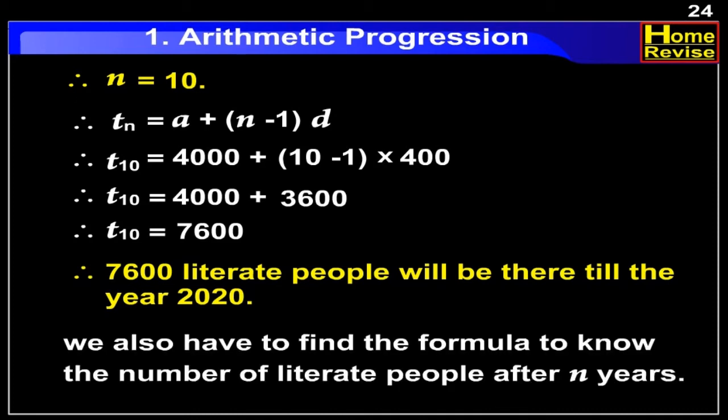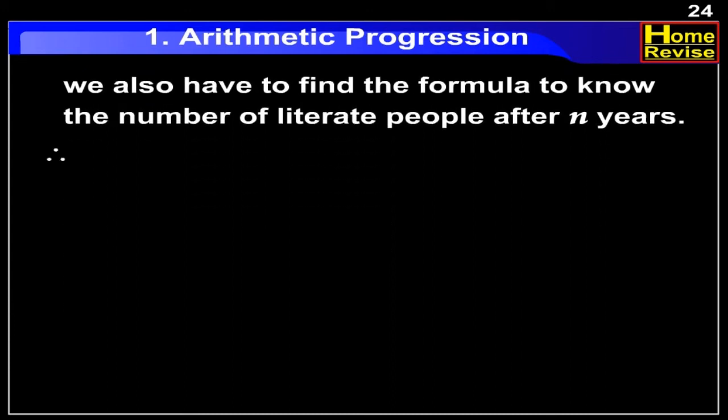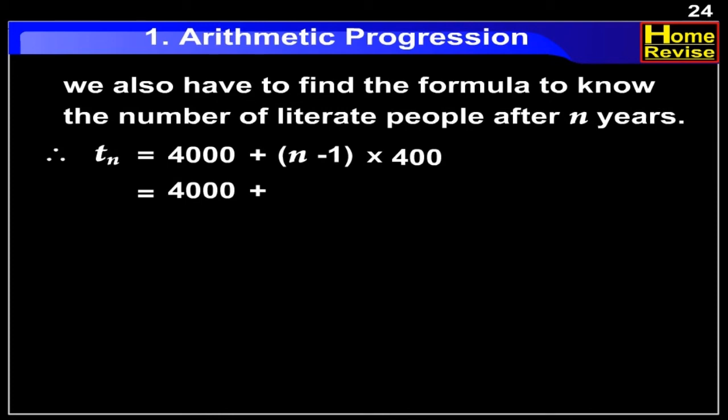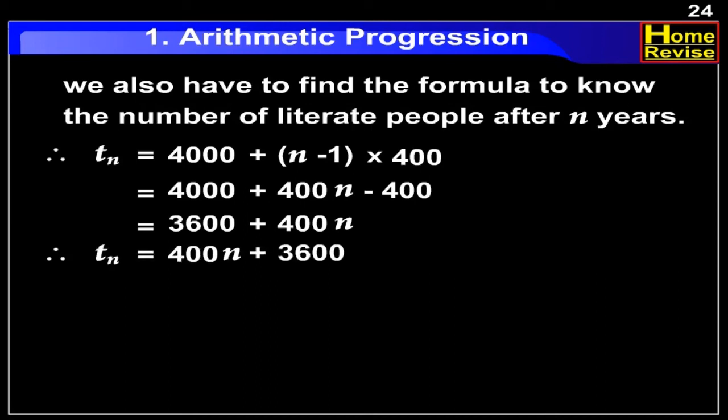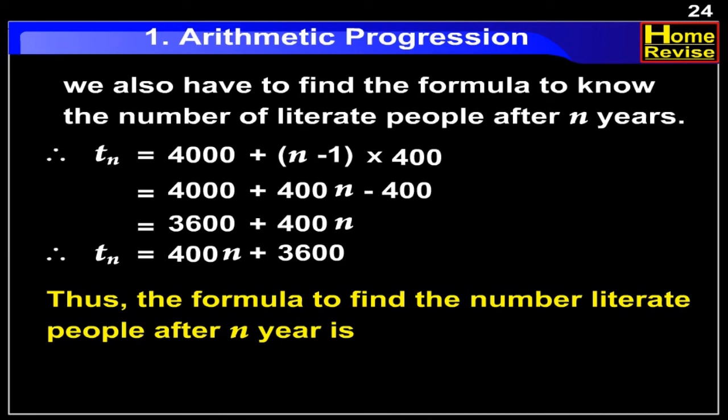Here, we also have to find the formula to know the number of literate people after n years. Therefore, the formula is Tn is equal to 4000 plus n minus 1 into 400, which is equal to 4000 plus 400n minus 400, is equal to 3600 plus 400n. Therefore, Tn is equal to 400n plus 3600. Thus, the formula to find the number of literate people after n years is Tn is equal to 400n plus 3600.